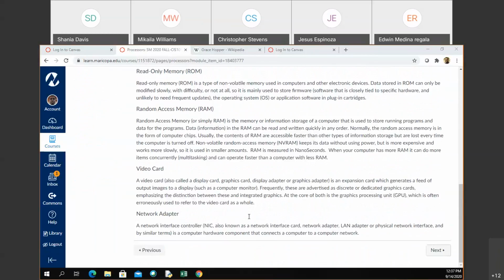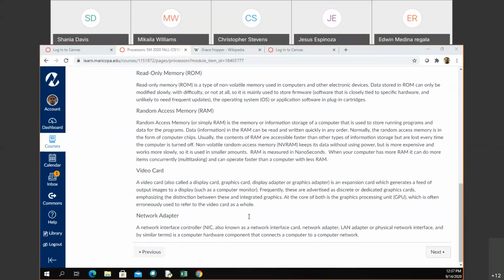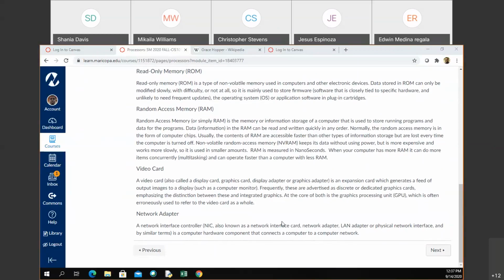Yes, non-volatile RAM does exist. It does not read and write as quickly. And it takes more to work, so it's not as good. But if you don't want anything to disappear, then it's probably something good to have. And then of course the network adapter. You want to have something that's up to date so you can connect to any network.